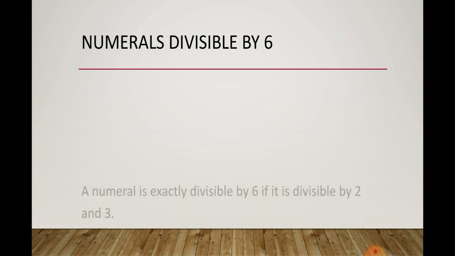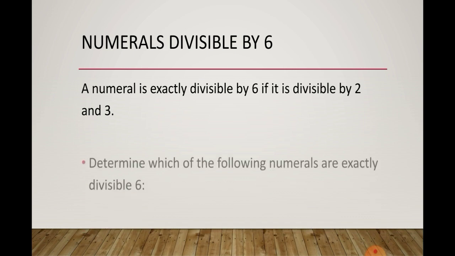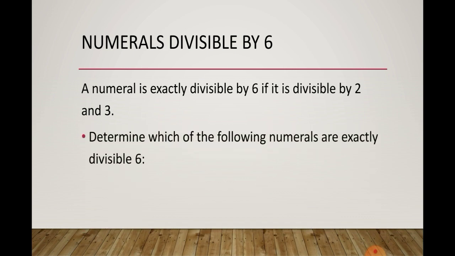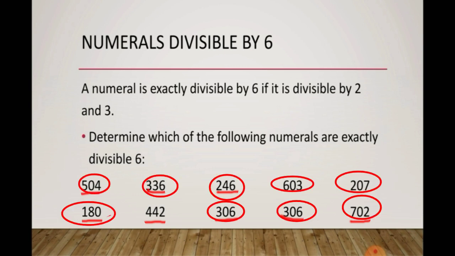Numerals divisible by 6. A numeral is exactly divisible by 6 if it is divisible by 2 and 3. Determine which of the following numerals are exactly divisible by 6. First, we are going to mark which are divisible by 2. Underlined numerals are all divisible by 2 because the last digit is 0, 2, 4, 6, or 8. So next, we are going to determine the numerals exactly divisible by 3. Encircled numerals are all divisible by 3 because the sum of their digits is divisible by 3.